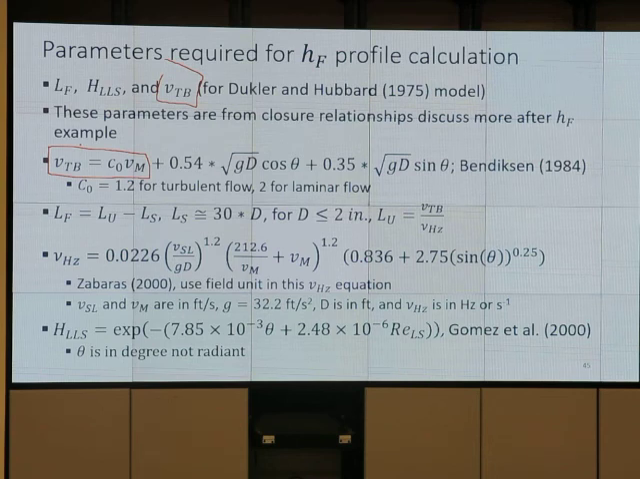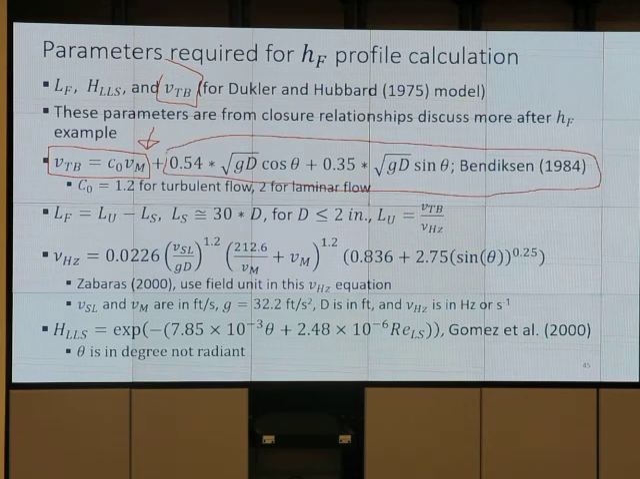Page 92, equation 3.91: VTB equals C0 VS. And on the top it says VS equal to VM. So this means it's just that part. Where does that come from?